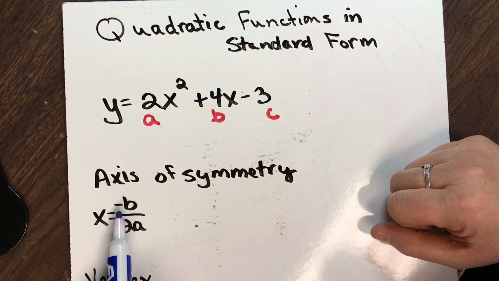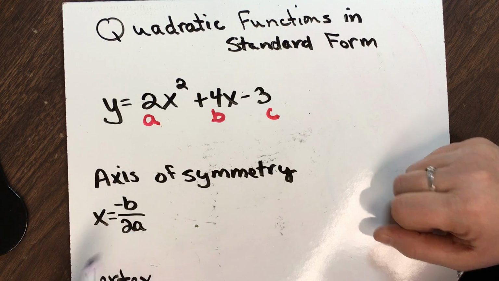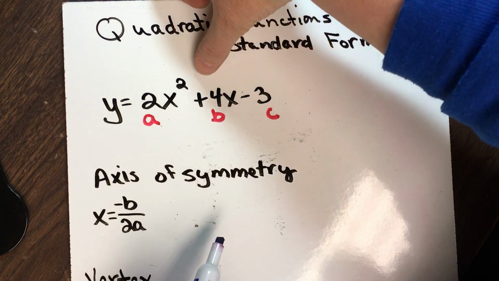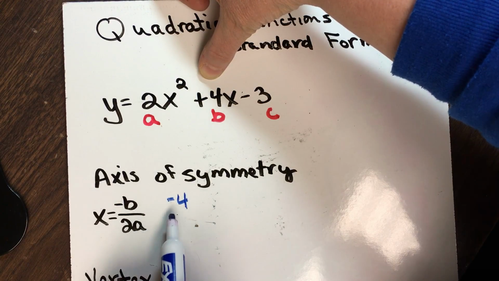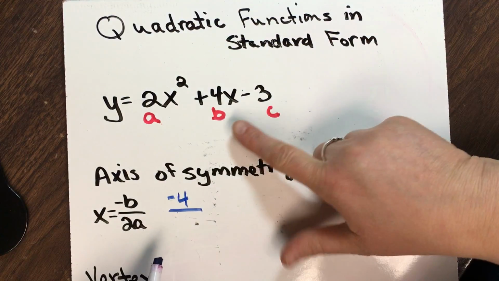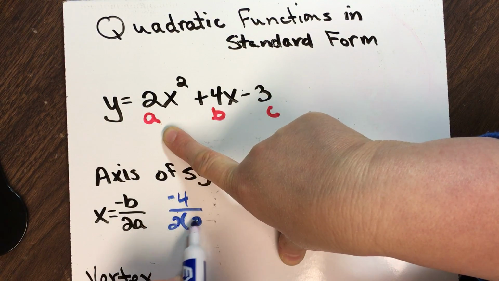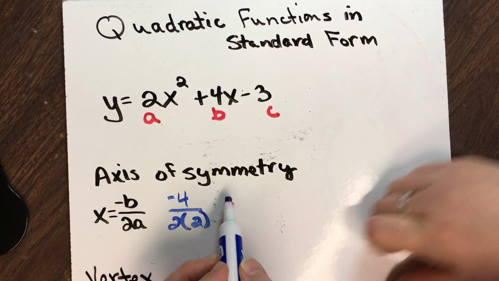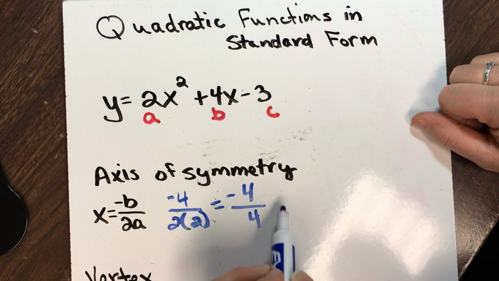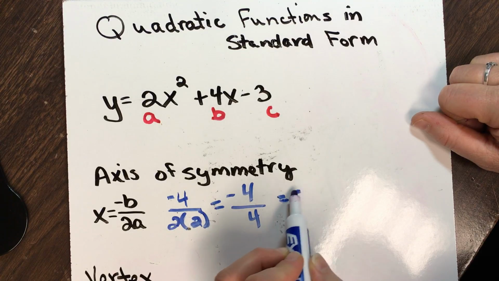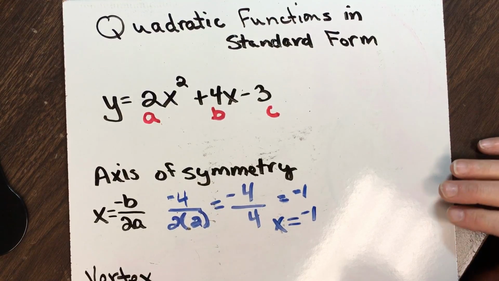So we have the negative b, or the opposite of b, over 2a. In this case, b is 4. So I'm going to put the opposite of b over 2a. So 2 times a, and a is 2. In this case, we have a negative 4 over 4. That means we have a negative 1. So x is negative 1. That's our line of symmetry.